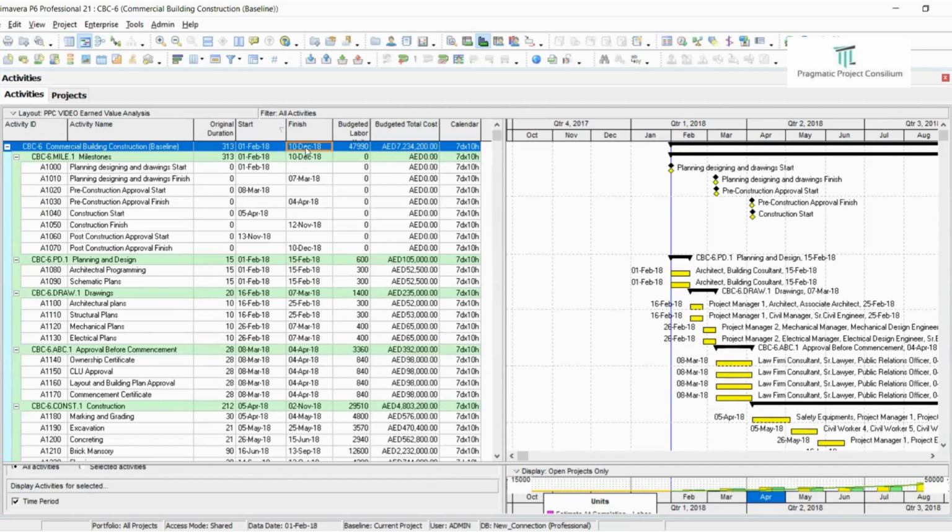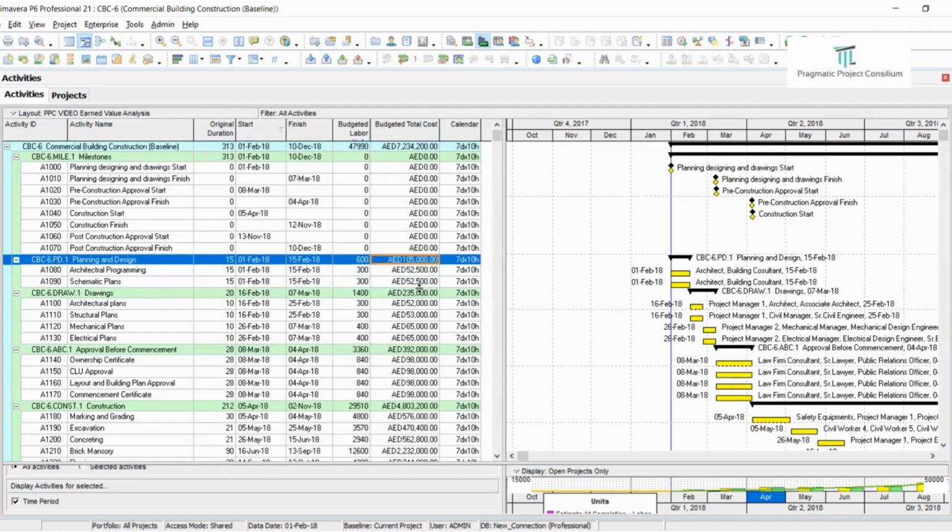Now our total estimated budget for the entire project is 7.23 million AED, which is distributed into the different WBS levels. For example, planning and designing, we can say AED 105K with 2 activities at 52.5K each. If you see the duration of the project, the 2 activities are in parallel, starting from 1st February to 15th February: the architectural programming and the schematic plans progress in the same parallel way. The activities have been planned in such a way. Therefore, the total amount for this particular WBS is 105K, which has been linearly distributed to these two activities.